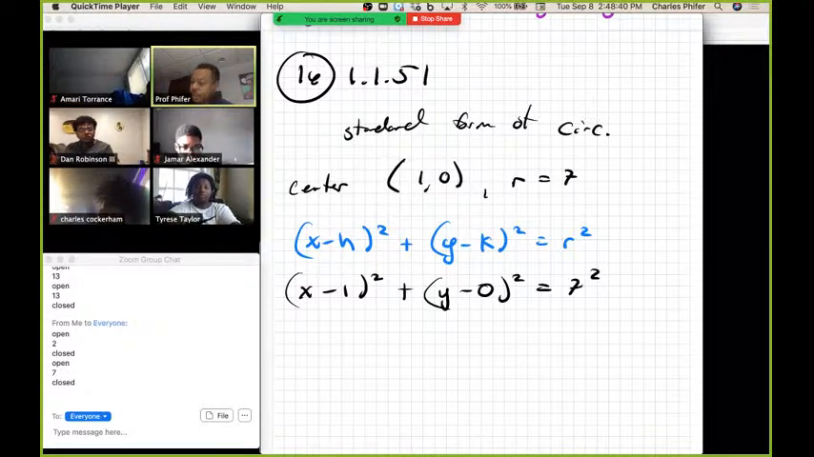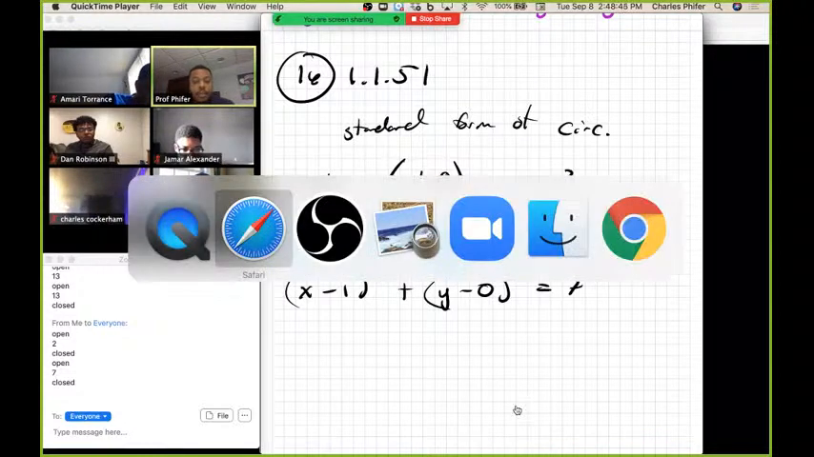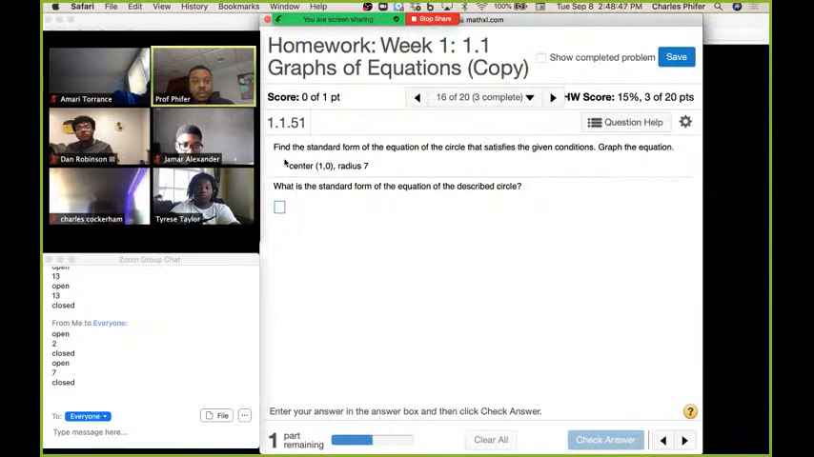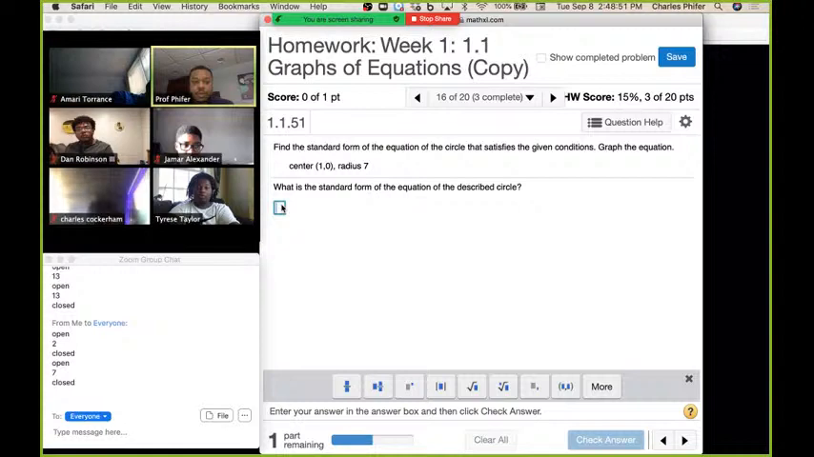What did the question ask? Standard form. We're pretty much done. I'm going to make a few adjustments. Okay. Standard form of the equation of a circle. We got x minus 1 squared plus, I'm just going to say y squared, because y minus 0 is the same as y squared, equals 49.